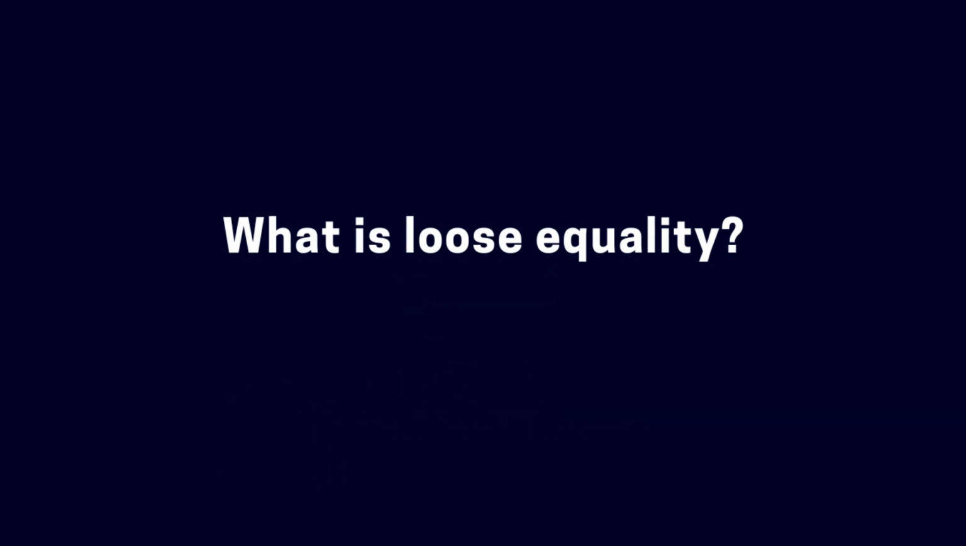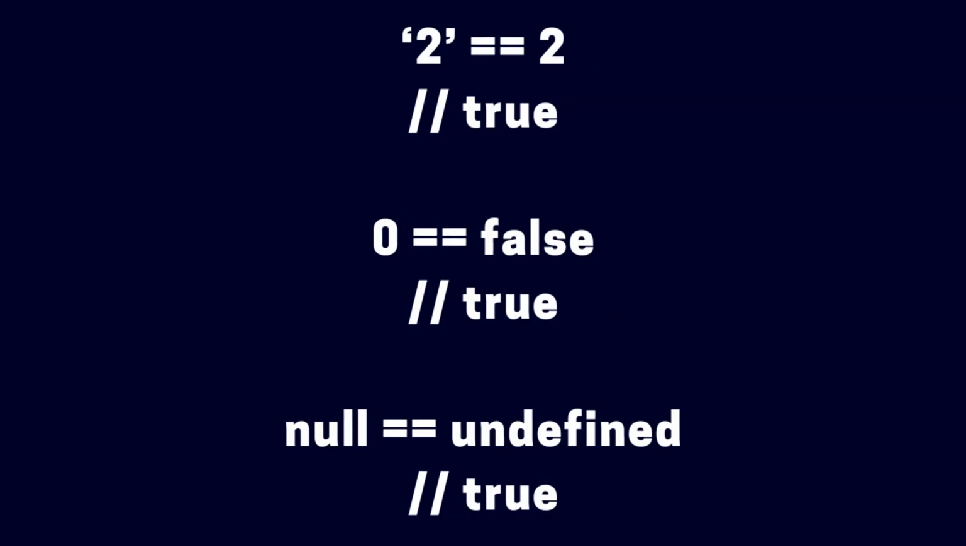Loose equality in JavaScript refers to the comparison of two values using two equal signs, without enforcing type similarity. When using loose equality, JavaScript performs type coercion if the values being compared are of different data types, attempting to convert them to a comparable form before making the comparison. This process, known as type coercion, can lead to unexpected results if you're not aware of how the values are converted. These three examples show how JavaScript would perform loose equality.